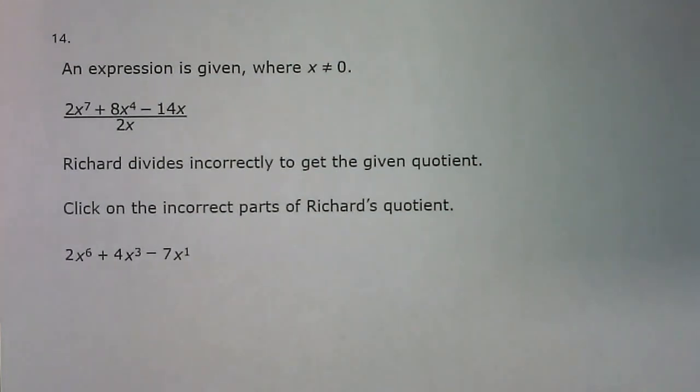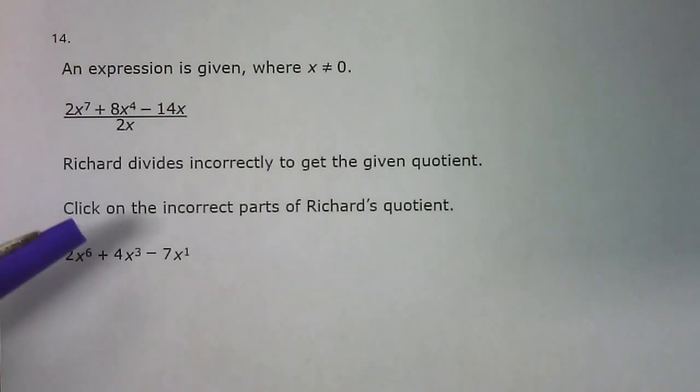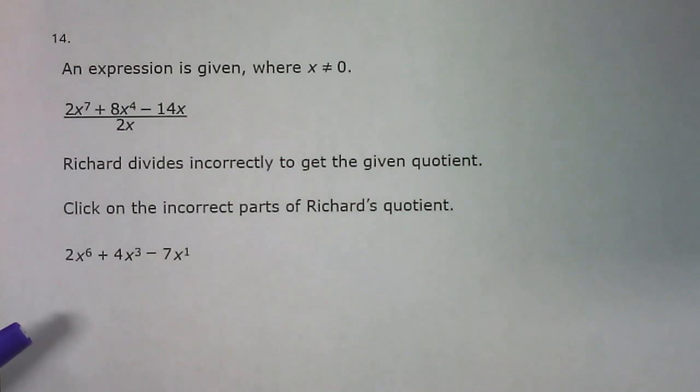Okay, for number 14, it says an expression is given where x can't equal 0. And we have a polynomial here divided by a monomial. Richard divides incorrectly to get the given quotient. Click on the incorrect parts of Richard's quotient.